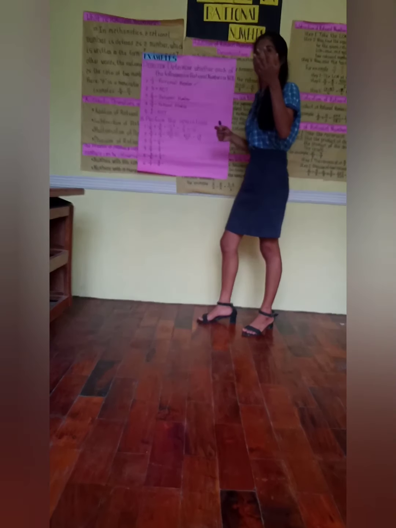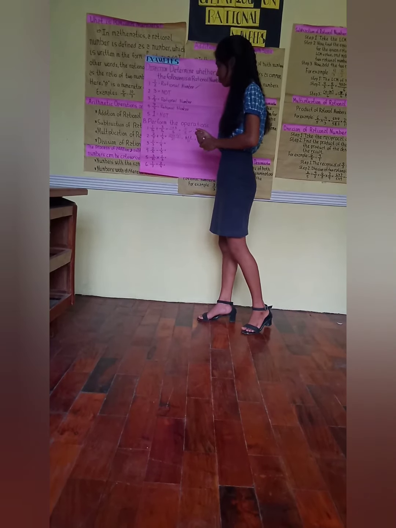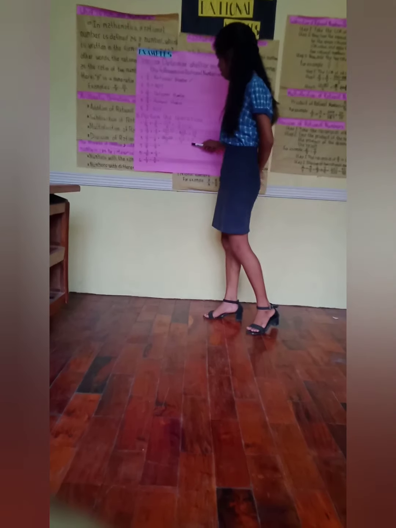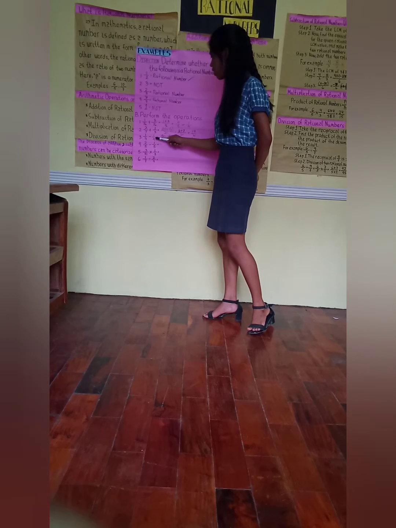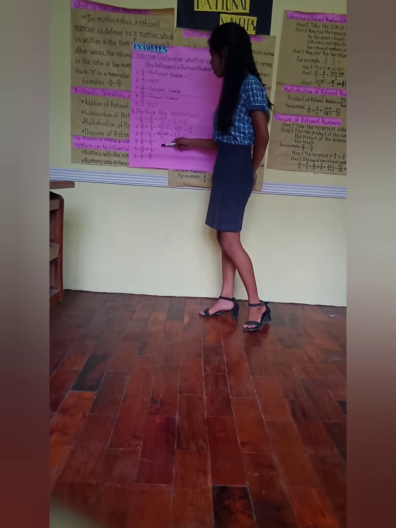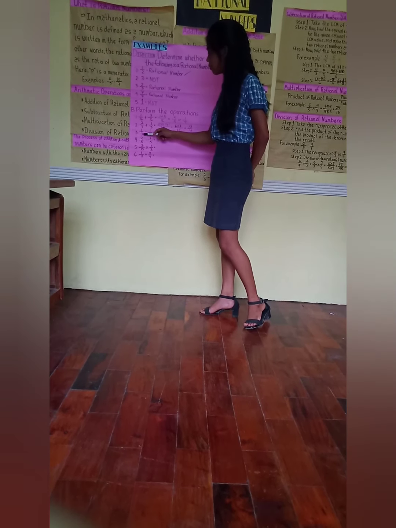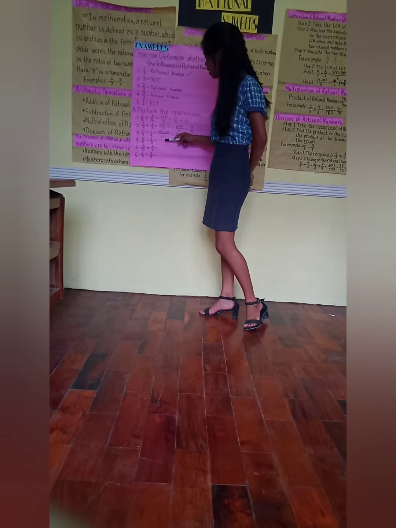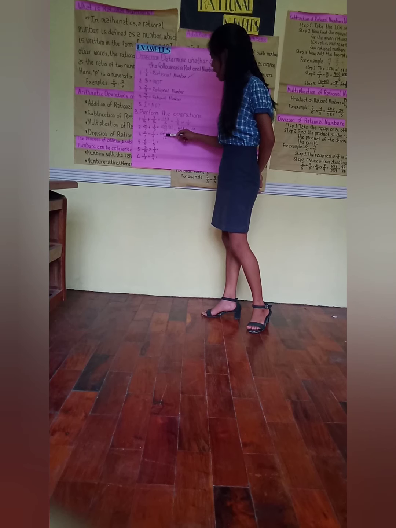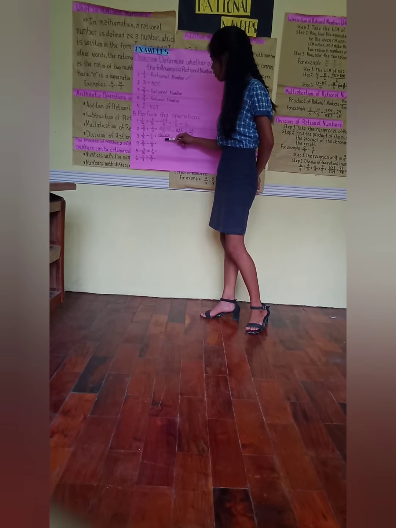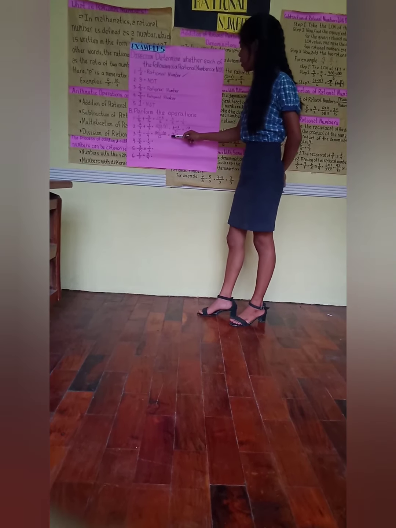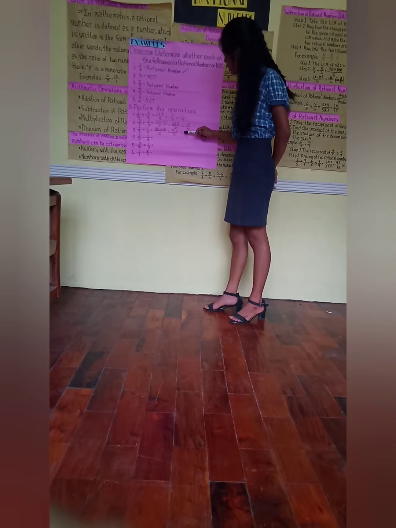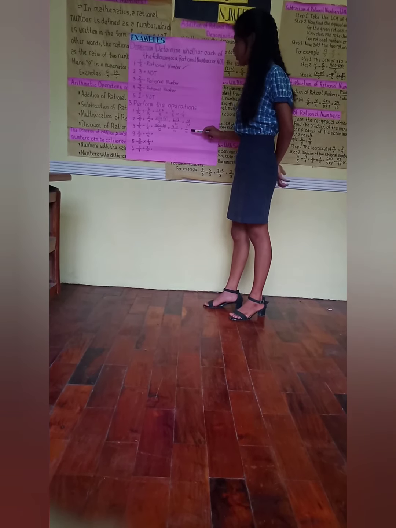Number 3, who wants to try? Miss Eunice. So very good, Miss Eunice. Your answer is correct. 1/3 less 1/4 is equal to, the LCM of 3 and 4 is 12. So we have 1 times 4 less 1 times 3 all over 12, which is equal to 4 less 3 over 12, which is equal to 1/12.